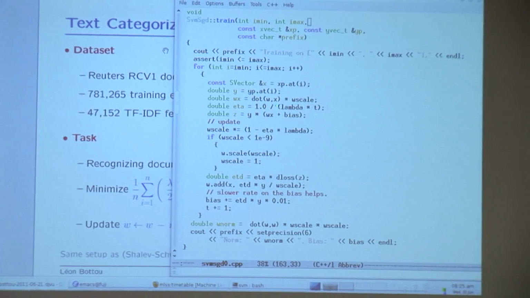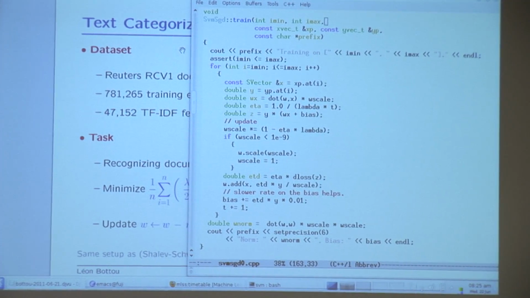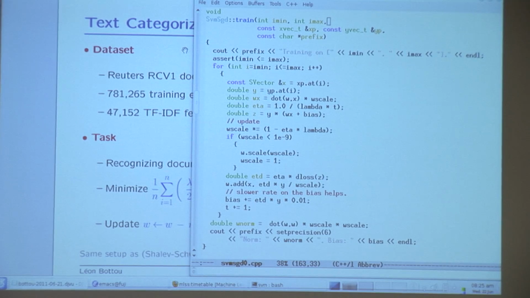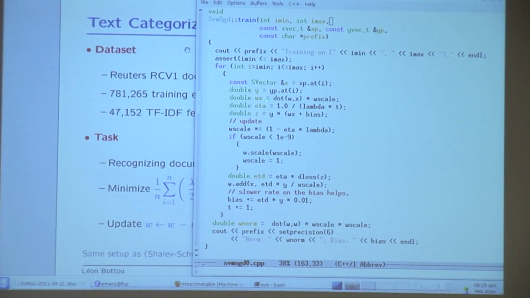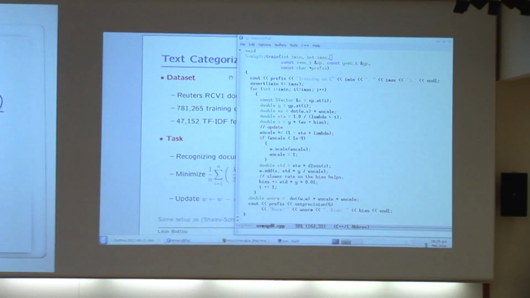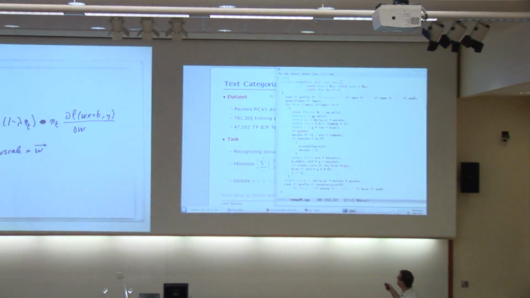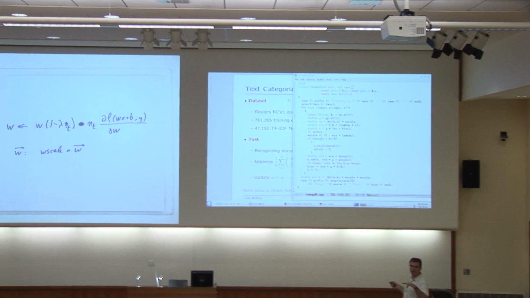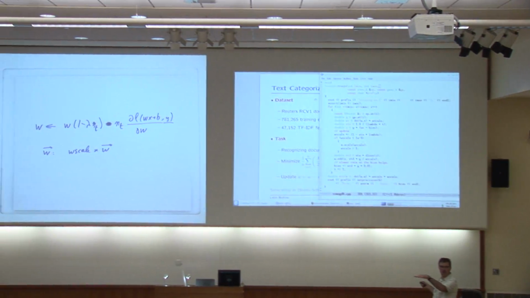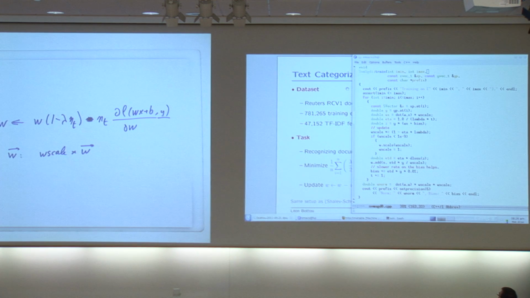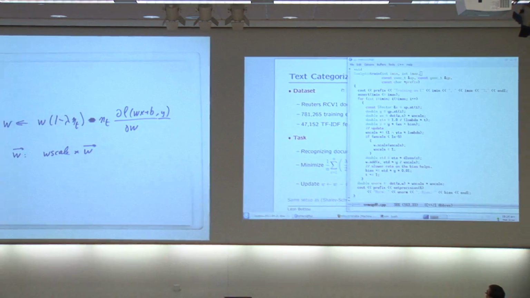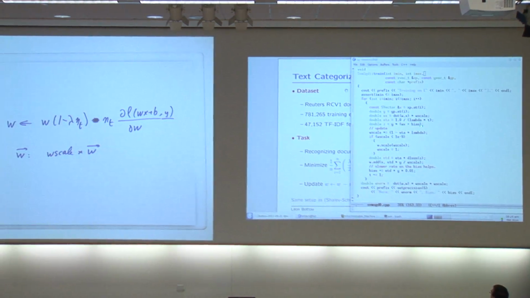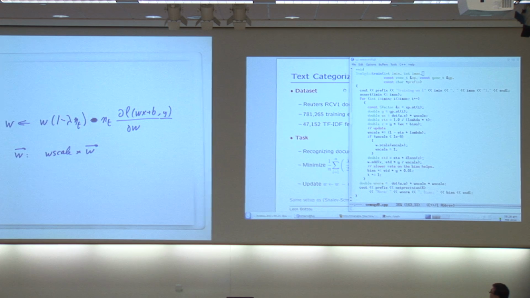I compute the dot product, and I multiply by this W scale because the W actually is a scaled version of the parameters. So dot product of W and X times W scale. I compute the eta, which is 1 over lambda times t. And there is a trick that it doesn't start at t equals 0. It starts at t equal to quite a large value to make sure that the steps are not too large. I compute y times wx plus bias, and I start my update. So to do this part here, multiplying by 1 minus lambda eta, I just multiply the scale.